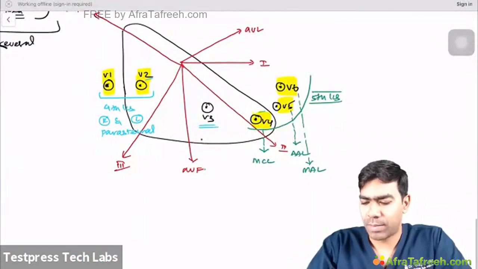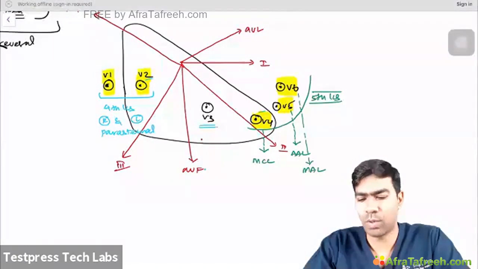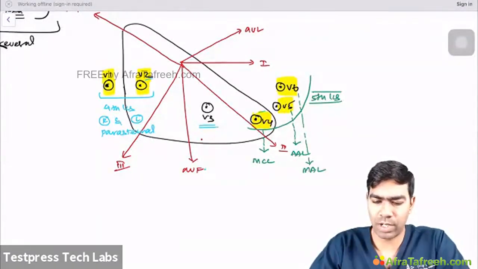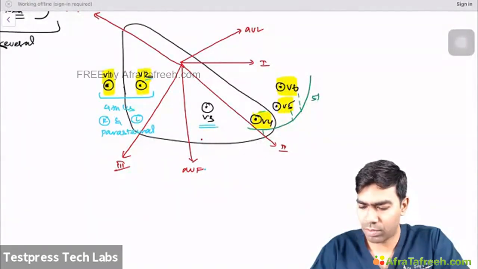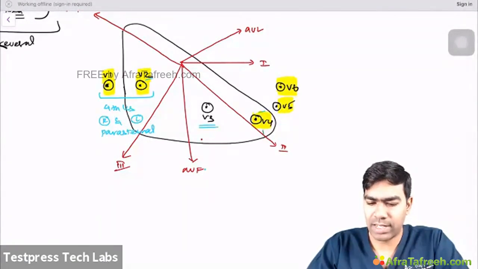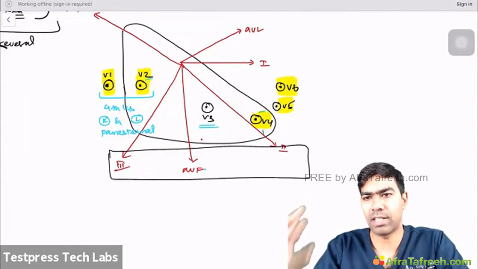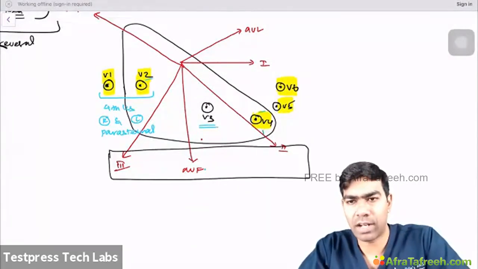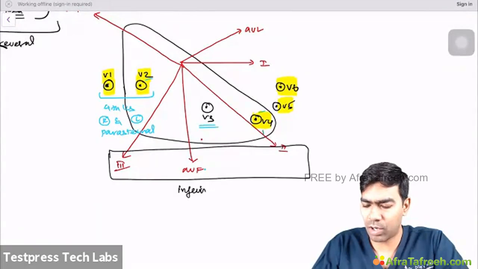So what these lead systems are basically doing, we know that. These leads are basically seeing the heart from a particular perspective, as I told you. So for example, let me rub this off, because this is not needed anymore. Now I removed that. What these leads are basically seeing, for example, if you see 2, 3 and aVF, you can clearly see they are seeing the heart from the inferior direction. So if you're going to see the heart from the inferior direction, these are called inferior leads.